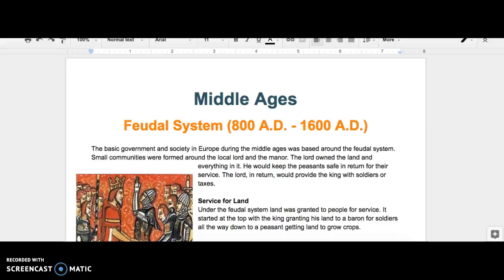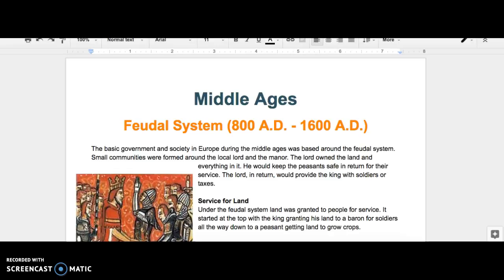Middle Ages, feudal system, 800 AD to 1600 AD. The basic government and society in Europe during the Middle Ages was based around the feudal system. Small communities were formed around the local lord and the manor. The lord owned the land and everything in it. He would keep the peasants safe in return for their service. The lord in return would provide the king with soldiers or taxes.